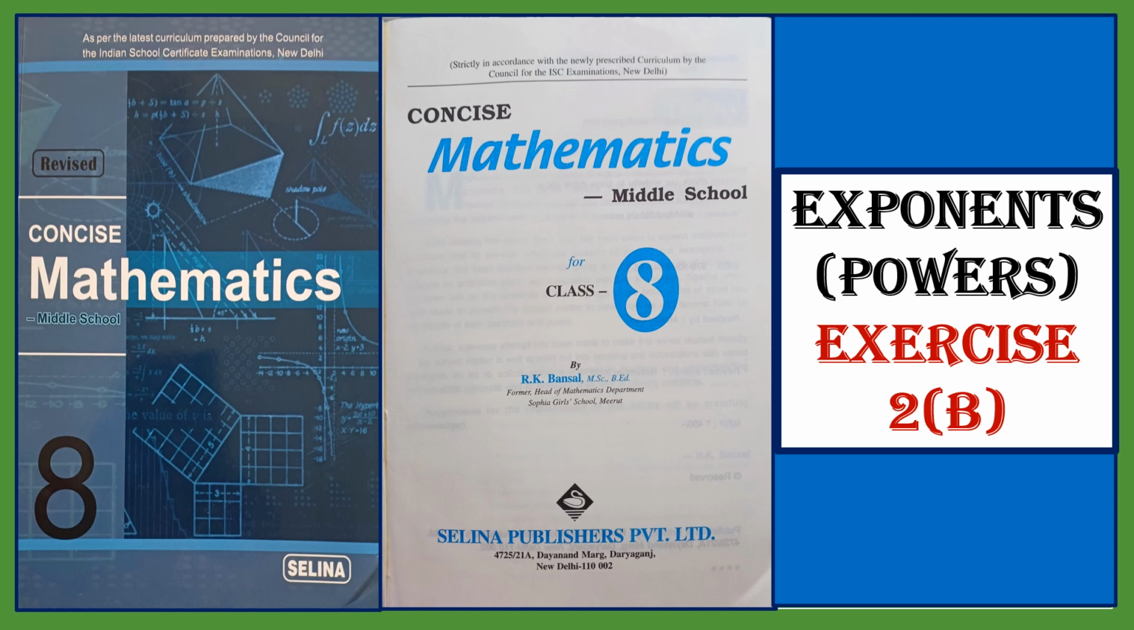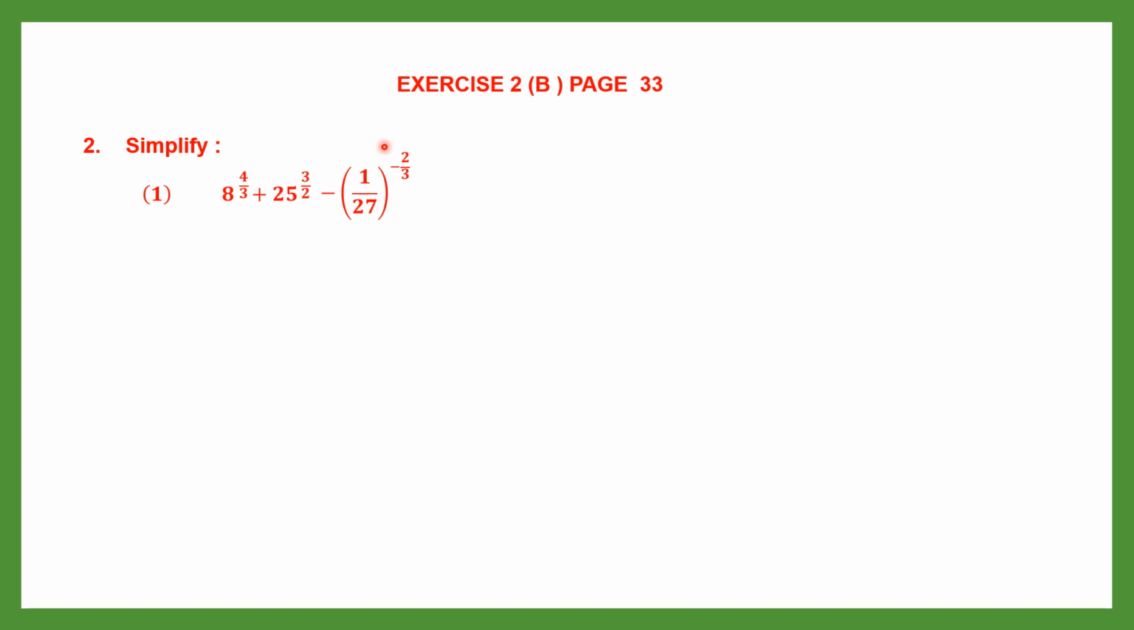Hello students, let's do exponents, exercise 2b. Page number 33, question 2, simplify. In this first one, 8 raised to the power of 4 by 3 plus 25 raised to the power of 2 by 2 minus 1 by 27 raised to the power of minus 2 by 3.